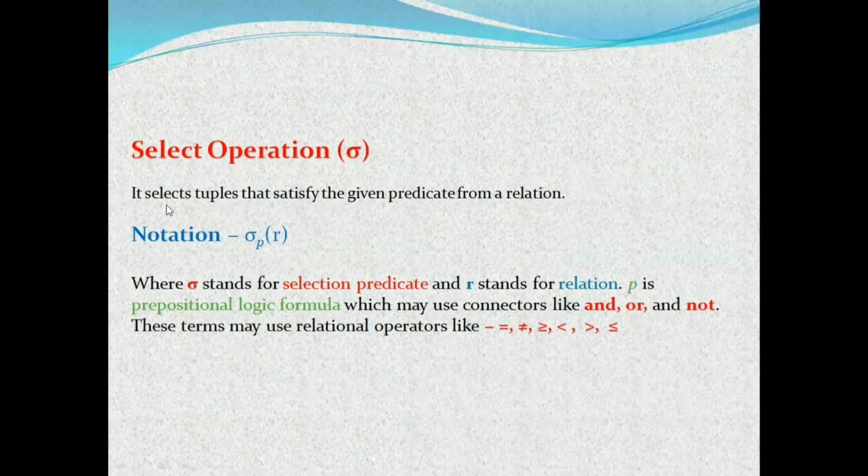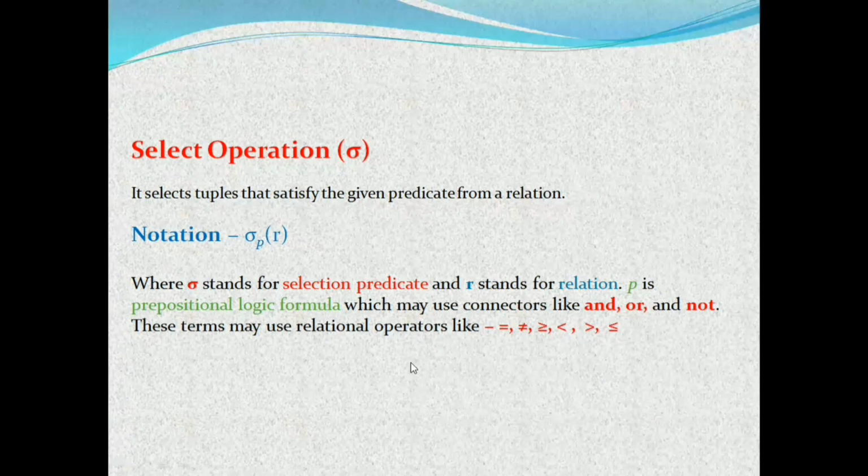This is the select operator. It selects tuples that satisfy the given predicate from a relation. When we write a relational algebra query using the select operation, we need to use this mark, the sigma mark. This is the notation. We put P, which is a propositional logic formula, and R means the relation. We show our relation inside the brackets, and we show our propositional logic formula using P, which may use connectors like and, or, not. These terms may use relational operators with the select operator and sigma notation.